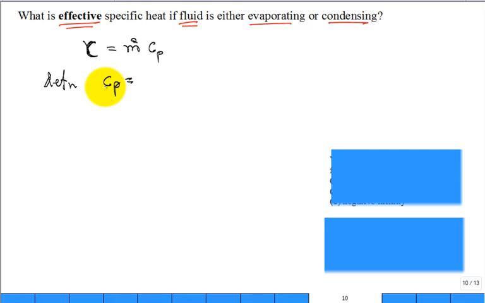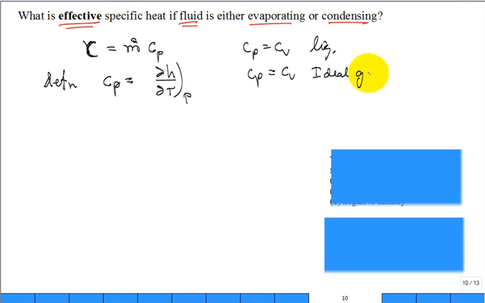Thermodynamics. The rate of change of H with respect to T holding pressure constant. H represents the property enthalpy. Okay, a little quick review. Is C sub P equal to C sub V for a liquid? Is C sub P equal to C sub V for an ideal gas? No is the correct answer for the second question, and yes is the correct answer for the first question.